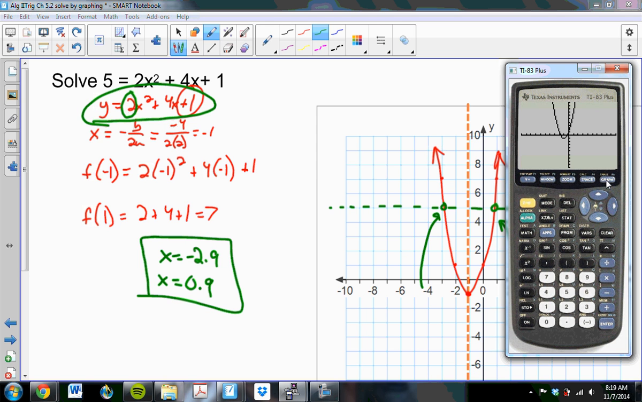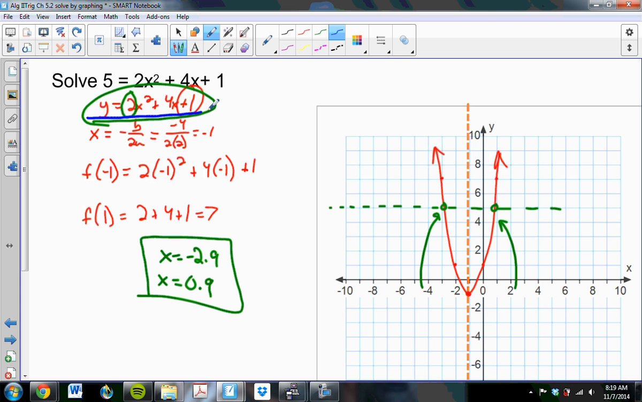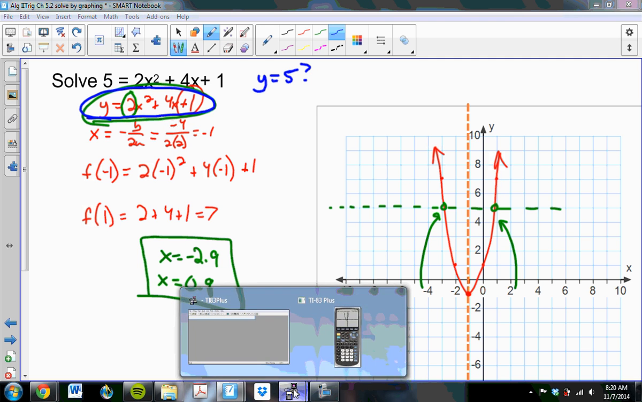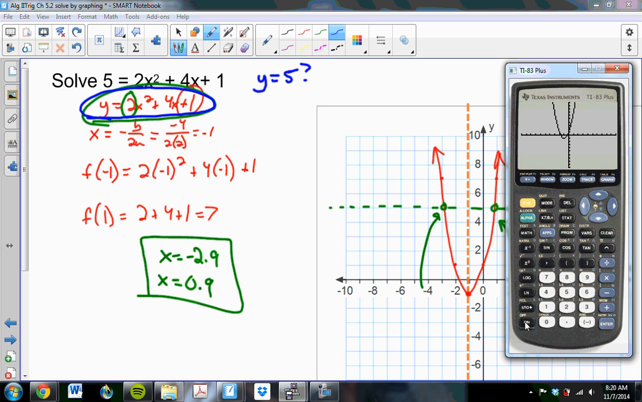Now remember, what I just graphed, the calculator's going to disappear for a second, was this equation here that I've now circled like a trillion times. But I really want to know about what happens when y equals 5. So on my grapher, I'm going to make another equation. I'm going to make the equation y equals 5. And that's going to graph this horizontal line, just like the green dotted line you see on my graph.